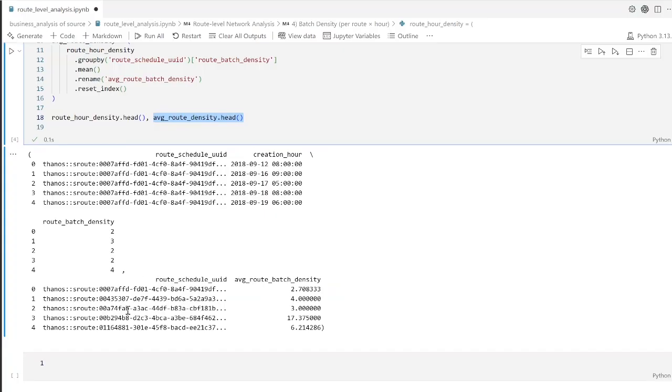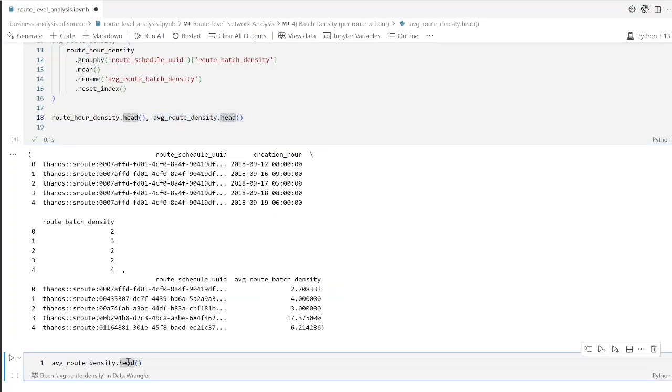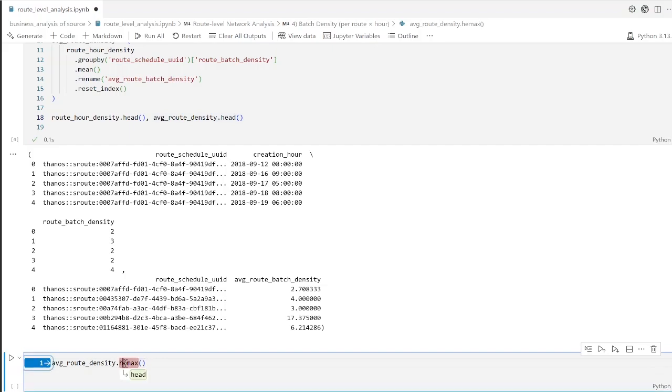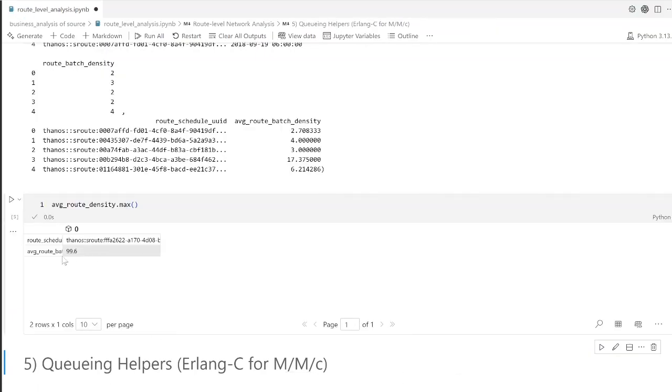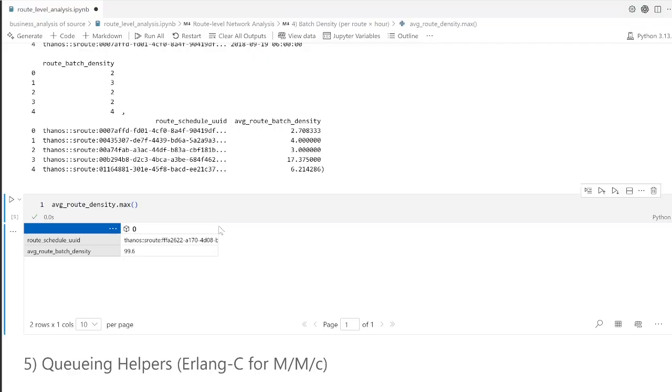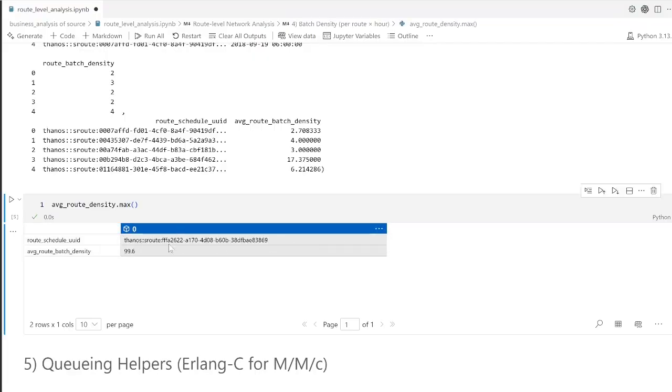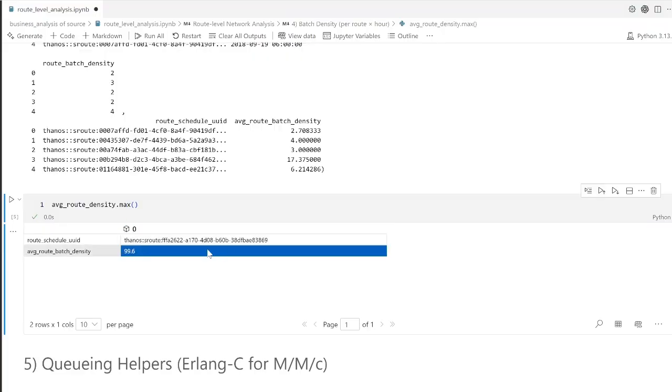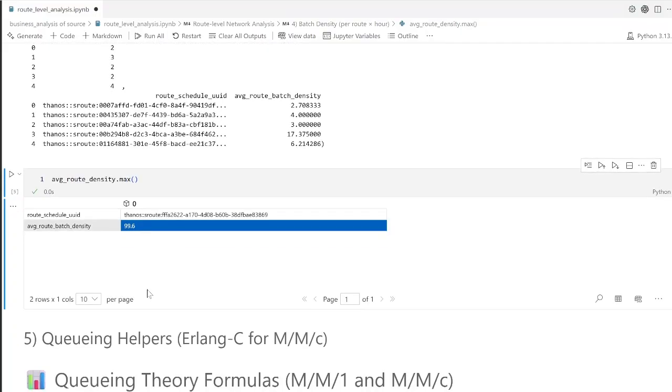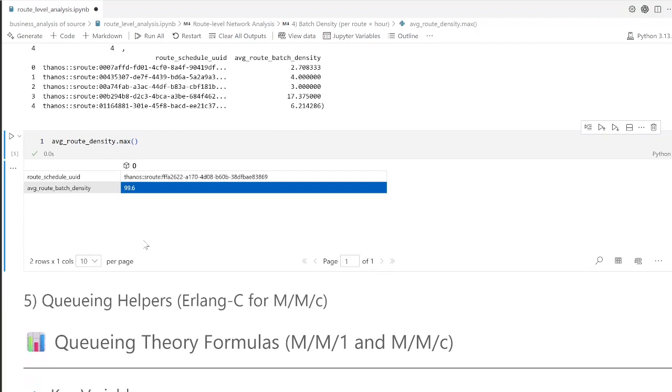Let me just do it now itself. So instead of head, if I paste this and say max, let's see which route has the maximum congestion. So, for this route ID, for a given day and given hour of the day, we can expect 100 trucks to be getting transported there. So, a level one business analysis we can draw from here itself is that maybe we should try to make this route less congested.